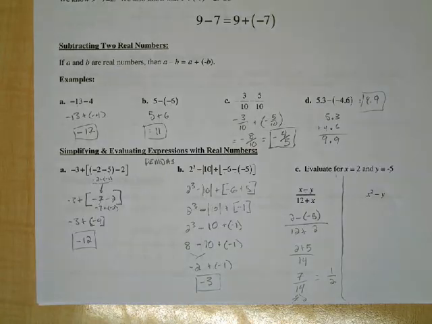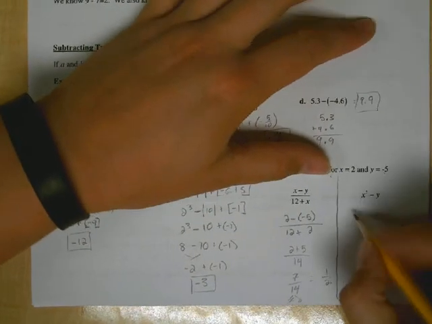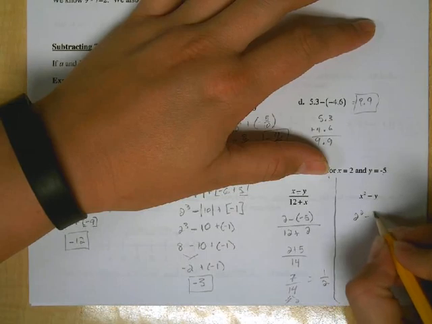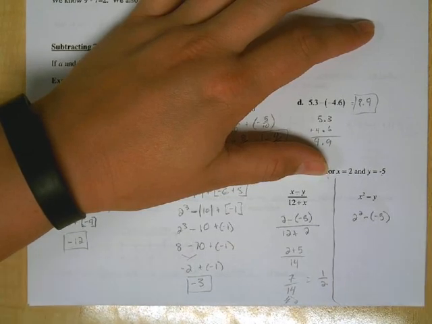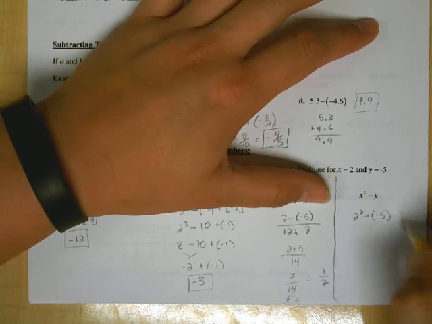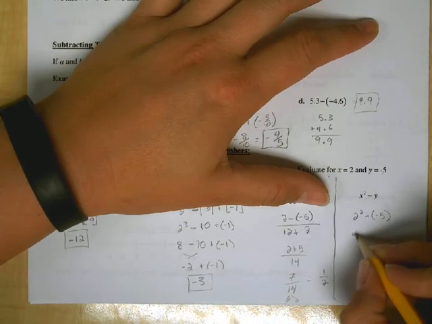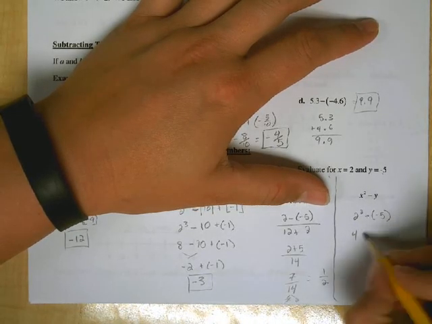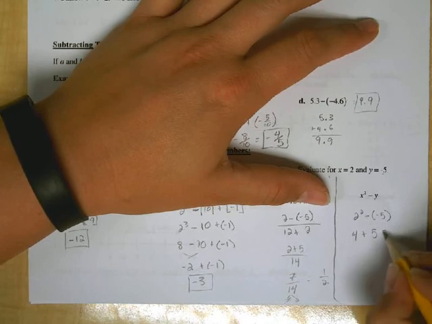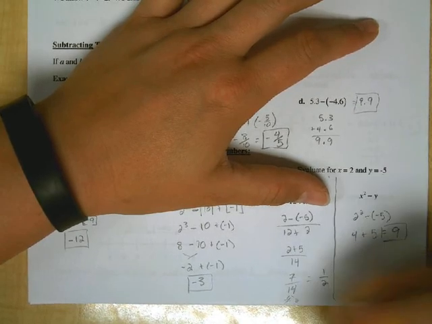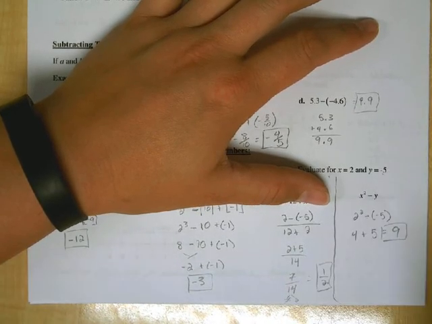Okay, so same sort of thing we're going to plug in. So I'm going to go 2 squared minus -5, just substituting in. Okay, order of operations. Exponents first. 2 squared is 4. Minus -5 becomes plus 5, which is just 9. Okay, so you get 9 for the answer there.